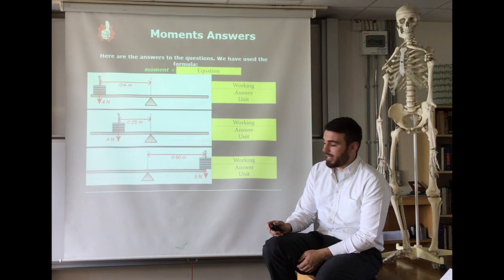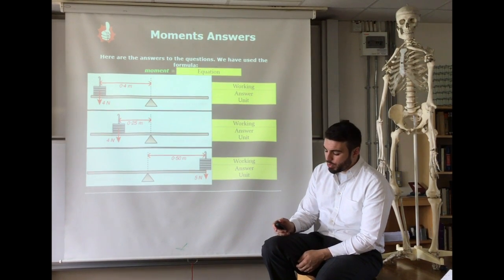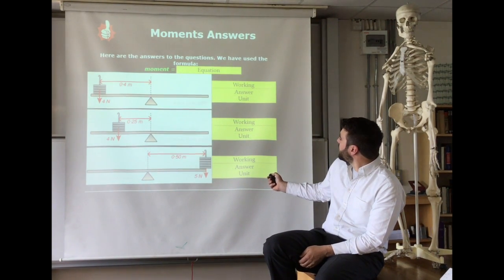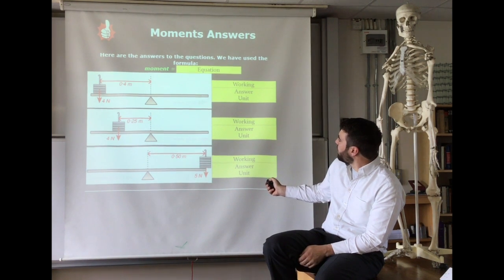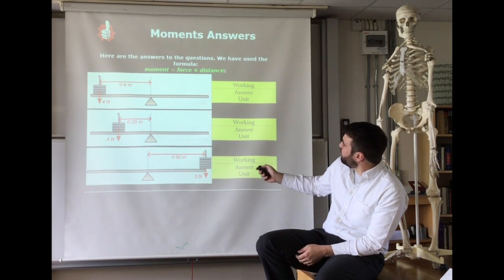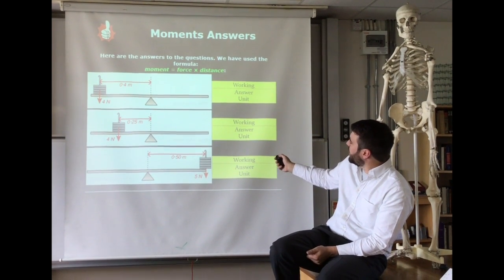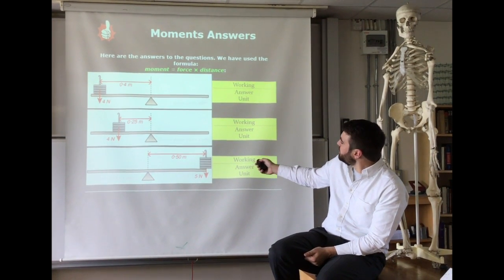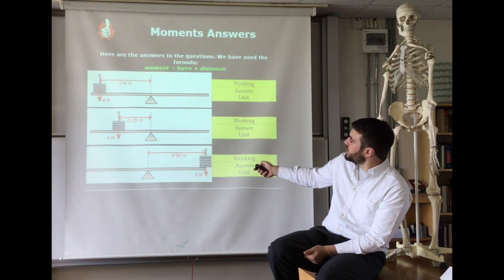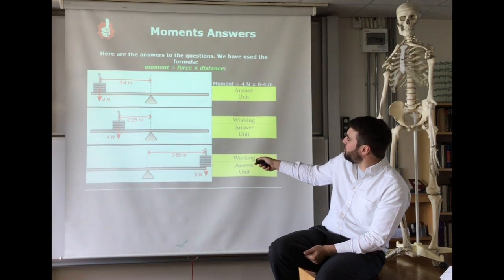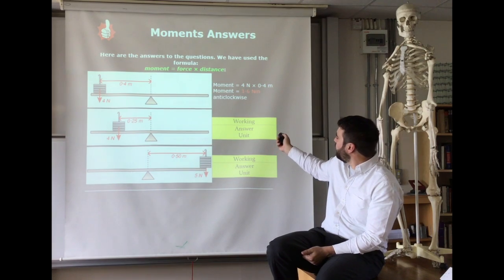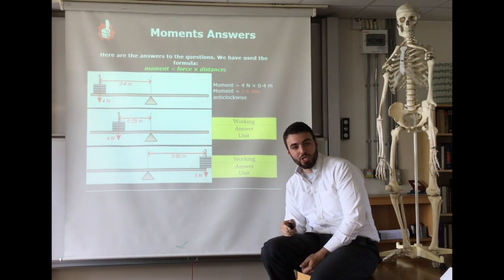Let's look at some simple examples. For each one of these, we're going to use equation, working, answer, unit. We're going to use EWAU. So what's the equation? We've just done it, force times perpendicular distance. I've been a bit lazy there, not written the full thing. That's okay. My working for this one, well, that's my numbers. My distance is 0.4, my force is 4, so we times them together. We're going to get 1.6 newton meters, that's my unit.